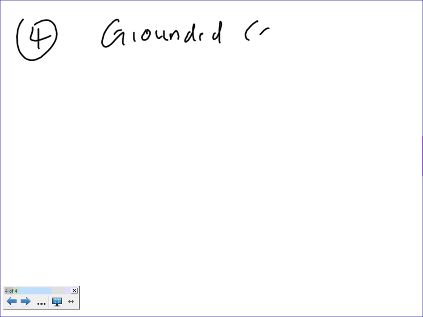Number 4. This is the grounded conductor, aka neutral.